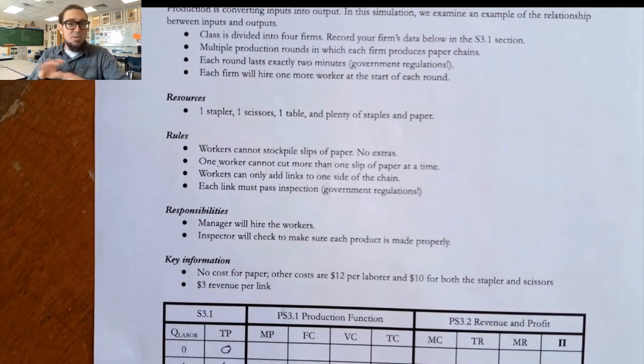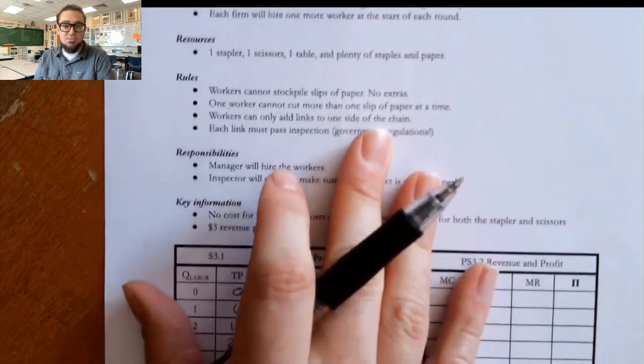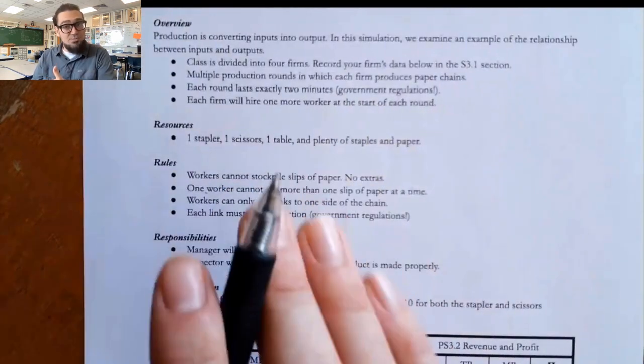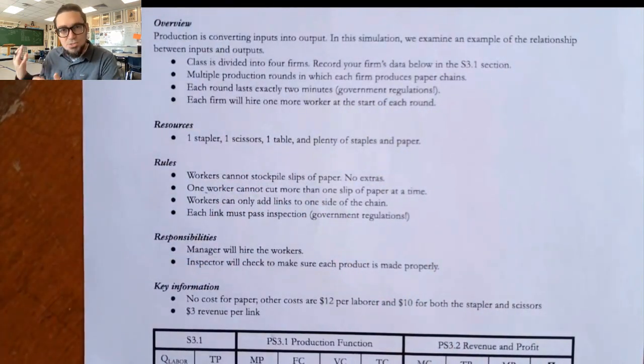I do give you as many staples and paper as you want, but you have what we call fixed inputs. One of the learning outcomes from this is to understand that there are variable inputs. That's the labor, the number of students that are used. And then there are fixed inputs. That's the scissors and the stapler that are used to make the particular product.